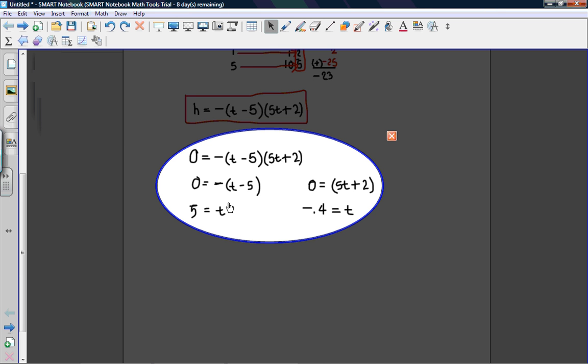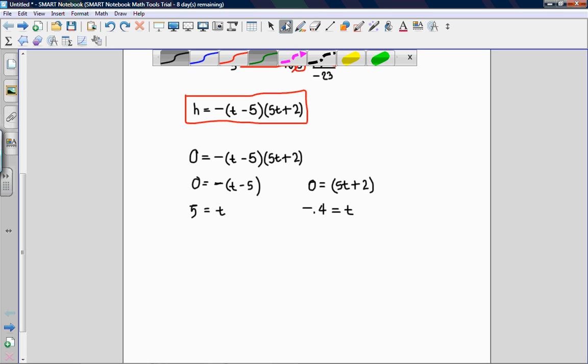So I've taken the two brackets out and solved for the x-intercepts. One is negative 0.4 and one is 5. Obviously, the time the rocket lands would be a positive number, so this one is correct. And so it's 5. So the time it would land is 5 seconds.